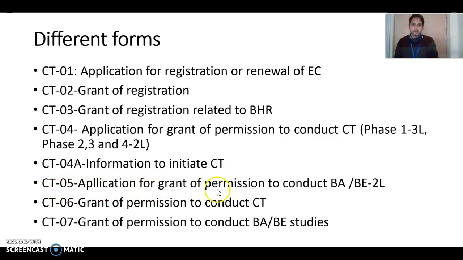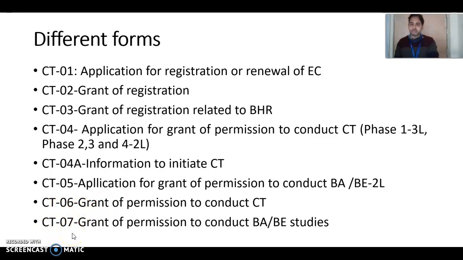CT05 is the application for grant of permission if you would like to conduct bioavailability or bioequivalence studies, and the fee for it is 2 lakhs. CT06 is the grant of permission: if you get permission from the regulatory authority, you will get it in CT06. There is no fee for the grant of permission, but when you are applying for permission there is a difference. Sorry for the typographical error, it is the application for the grant of permission. So when you get the permission, you will get it in CT06.